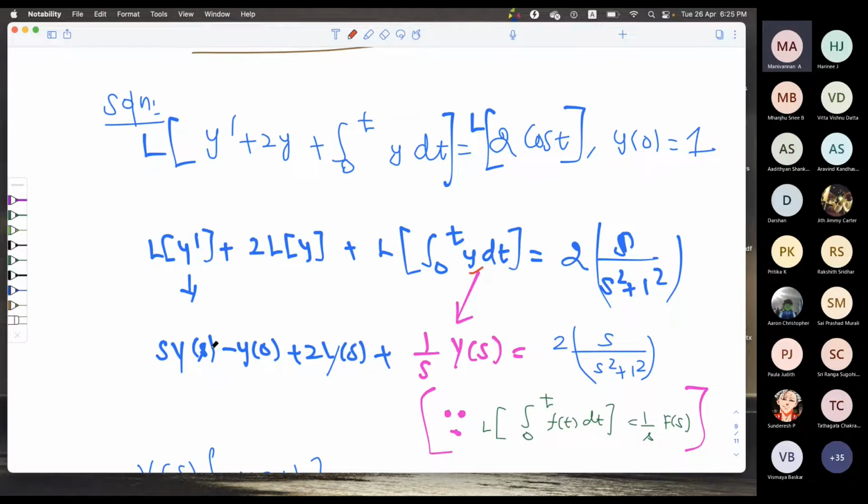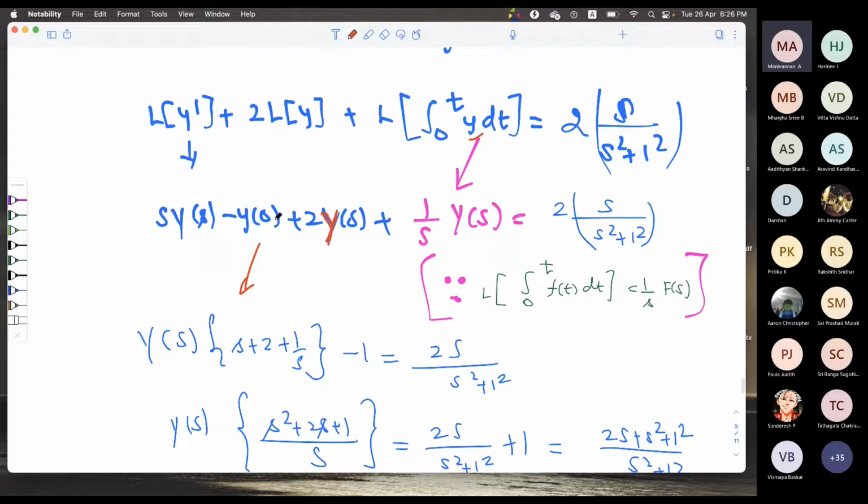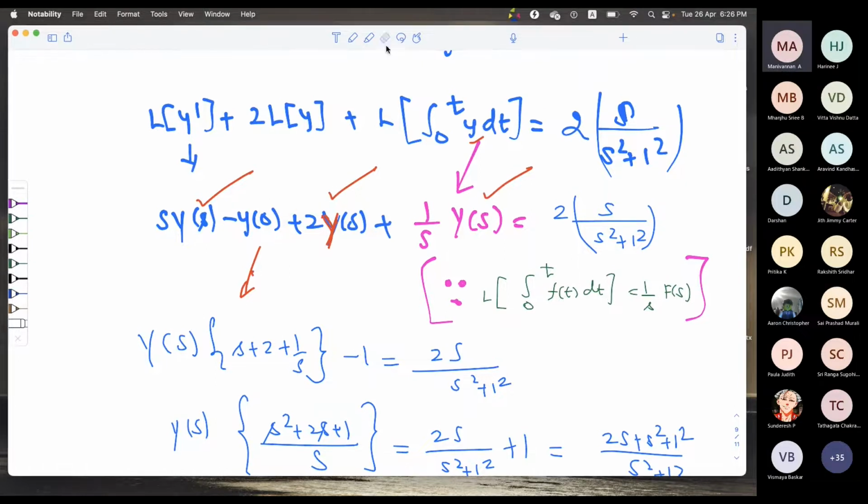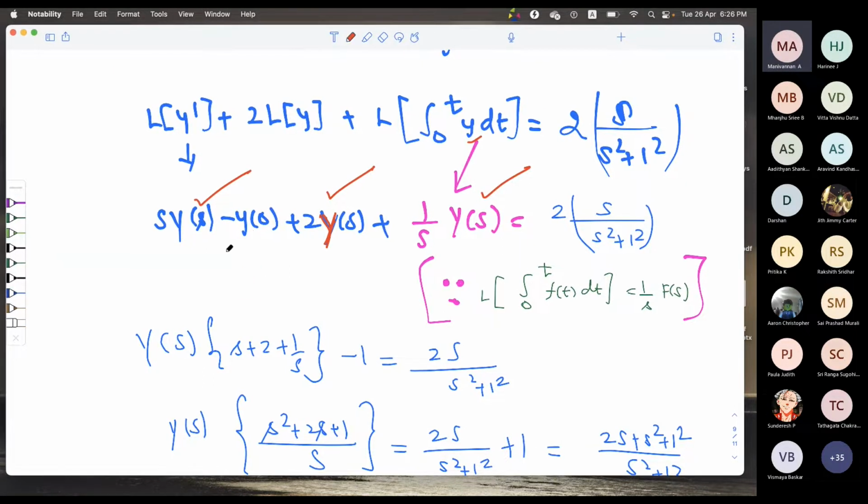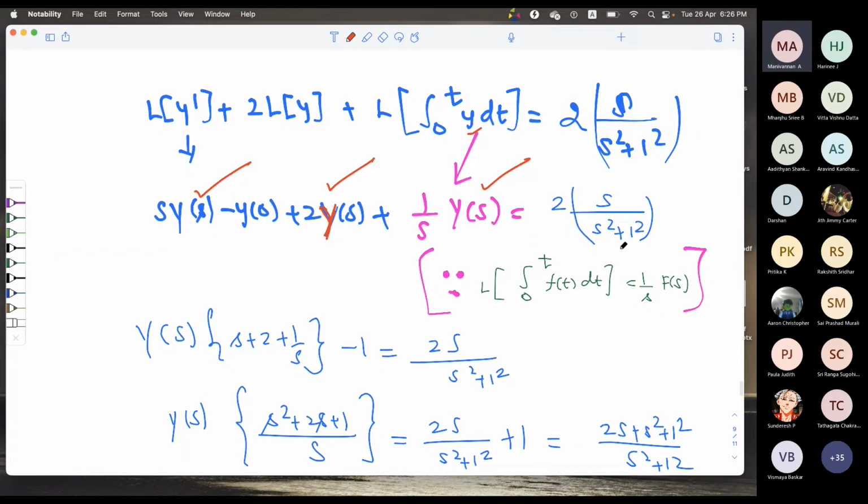Remaining, it is s times y of s minus y of 0, plus 2 times the Laplace transform of y, which is y of s. And this y at 0 is 1. Simply replacing this, it is s plus 2 times y of s, and y of s, so three terms of y of s here. Then 2 times minus y of 0, it is minus 1. Here 2 times s upon s square plus 1 square.